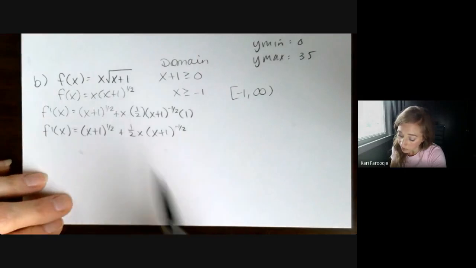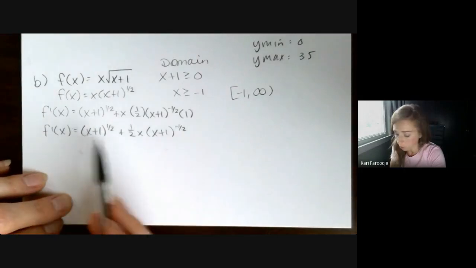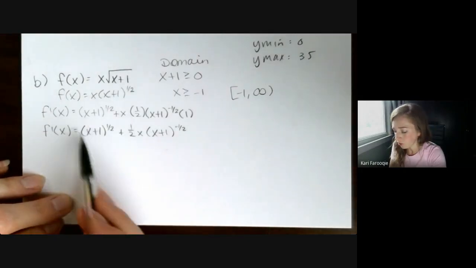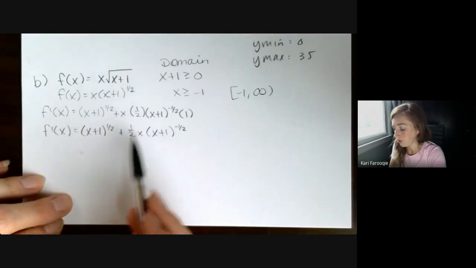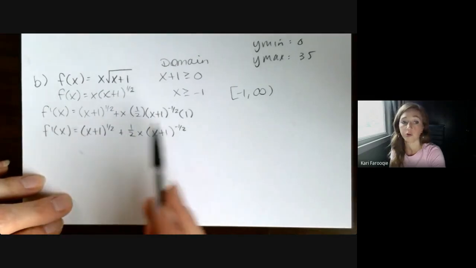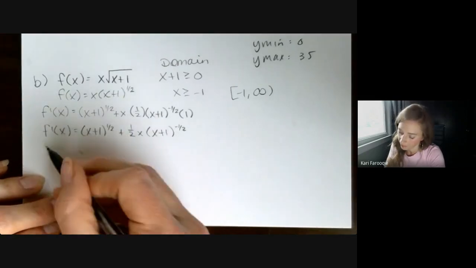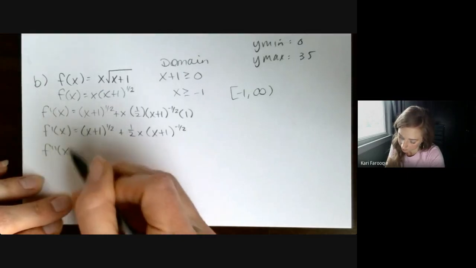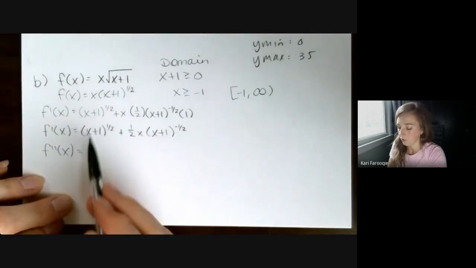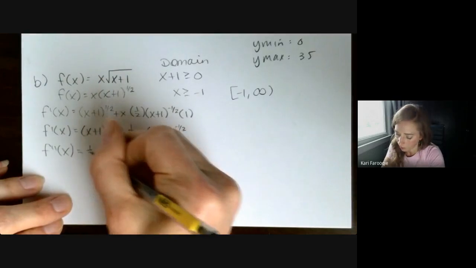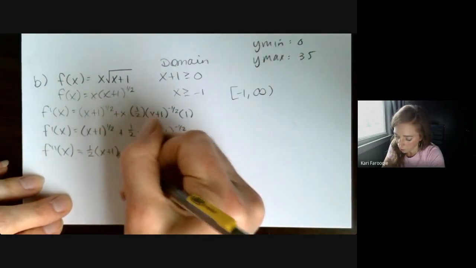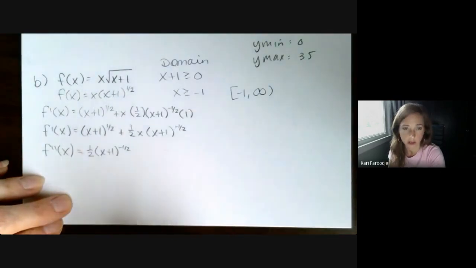So now when we take f double prime, for the first term, we're going to use the chain rule. And for the second term, we're going to need the product rule and the chain rule. So for the first term, we'll have 1/2 times x plus 1 to the negative half. If you chain on the 1, that's fine. You don't have to show it.